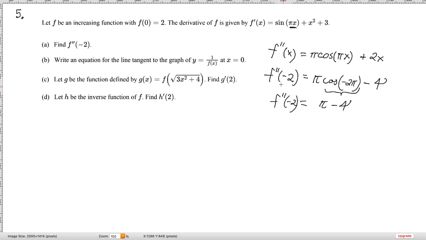Now that's A, we're done with A. B, write the equation for the line tangent to the graph of y equals 1 over f of x at x equals 0. So let's see what we get here. Now it's giving me another function in terms of f, and basically what you want to do here is find y prime in terms of f of x.